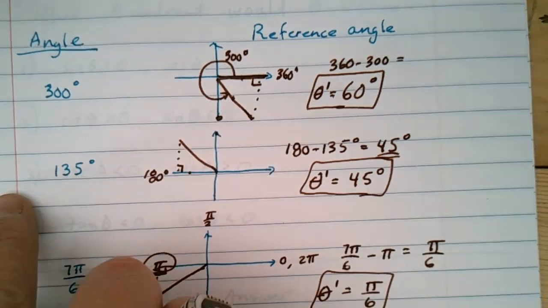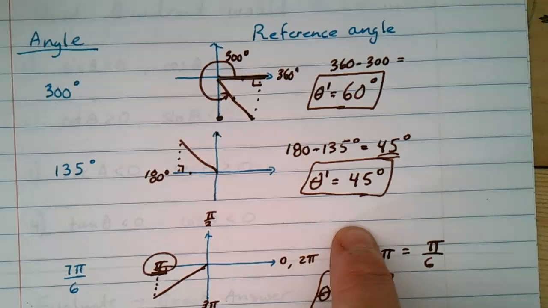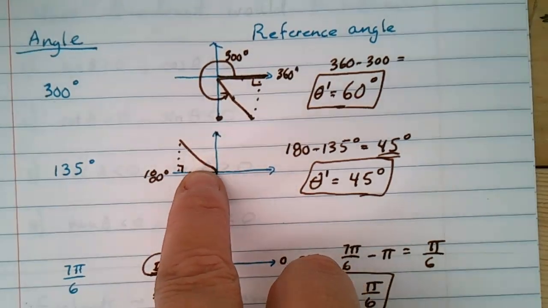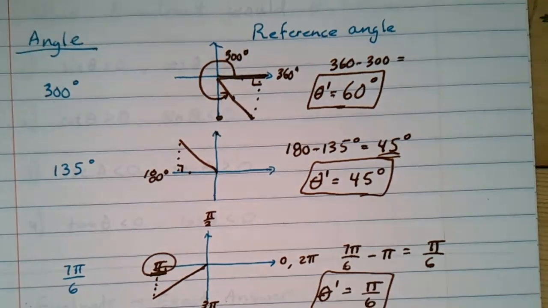This 135-degree angle is also making what? A 45-degree angle. Here's your 135. Here's your 45. I didn't actually change the graph. I just changed where I drew the lines.